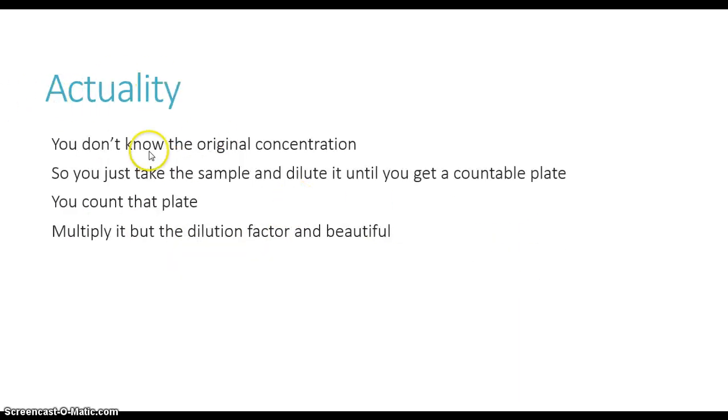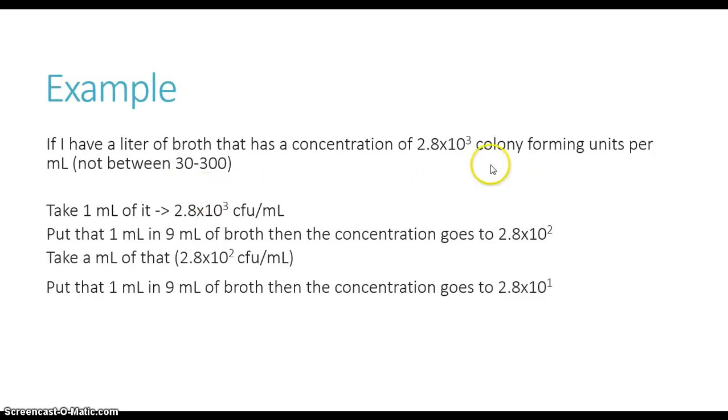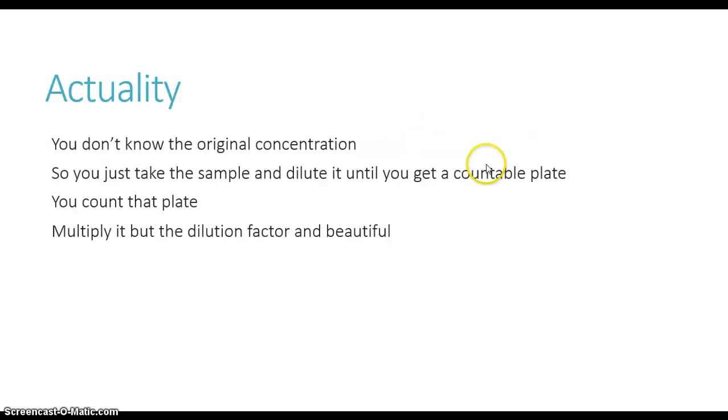So in actuality, you typically don't know the concentration of the original sample. And so what you would do is you would just take a sample, take like a milliliter of it, for example, and dilute it until you get a countable plate. So you would go through this whole process not knowing that it's 2.8 times 10 to the third, but then when you go to count this plate right here, you see that, oh, there's 280 on here, so if I multiply times 10, we have the concentration of the original sample, and that's 2.8 times 10 to the third. And so that's the logic behind it.